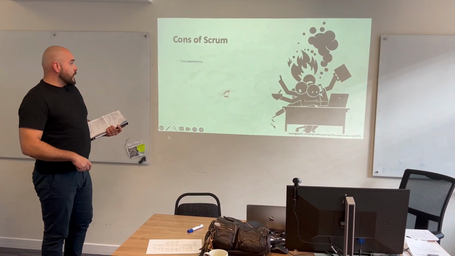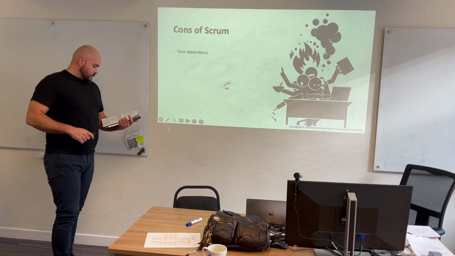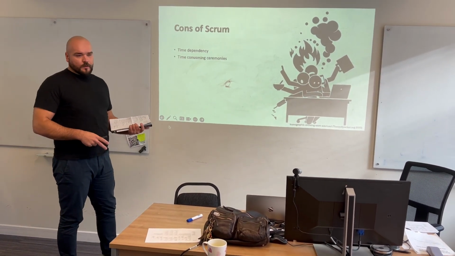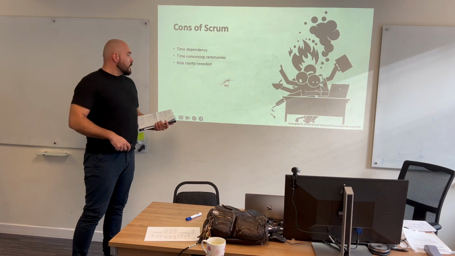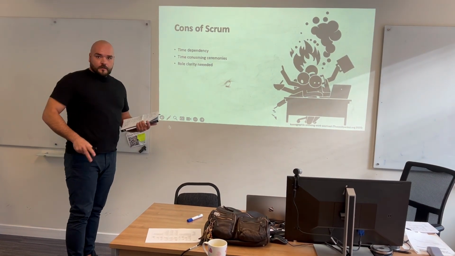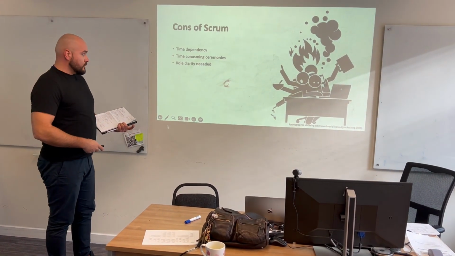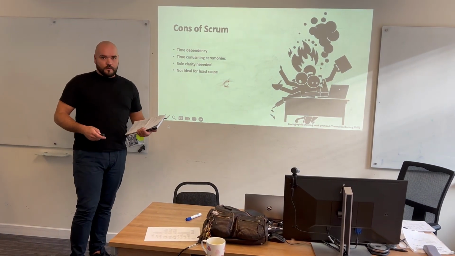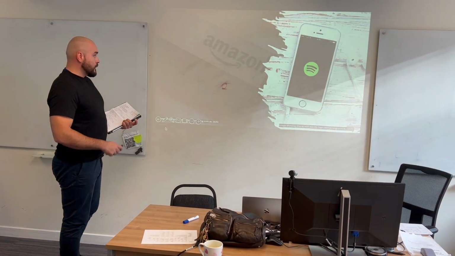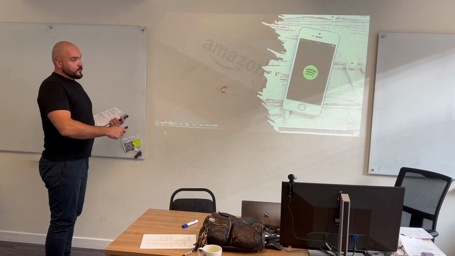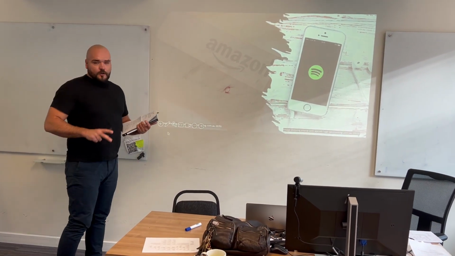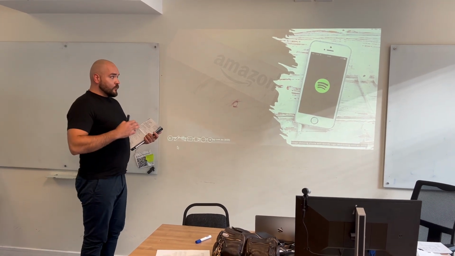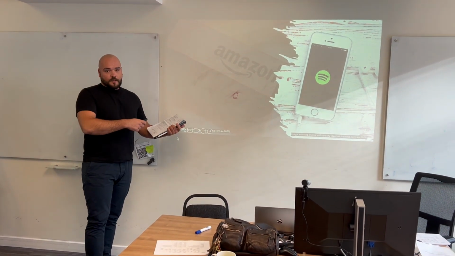The cons of Scrum are that it's time dependent because of all those cycles, and time consuming with all those ceremonies like daily stand-ups. Role clarity is needed, that's why we need the Scrum Master. And it's not ideal for fixed scope because it's constantly changing with customer feedback. Real life examples are Amazon and Spotify. These apps are constantly changing, living organisms, and in my opinion, they will change till the end of them.